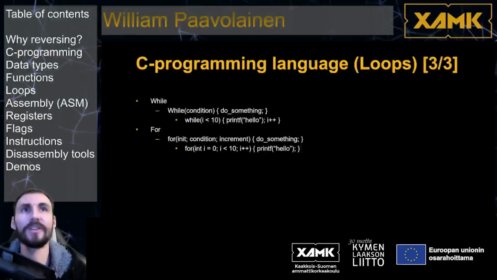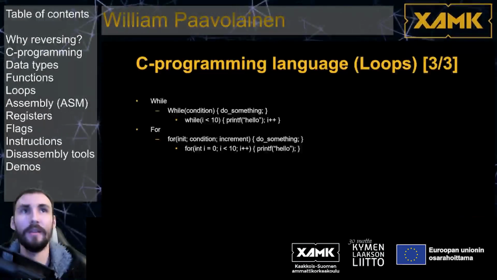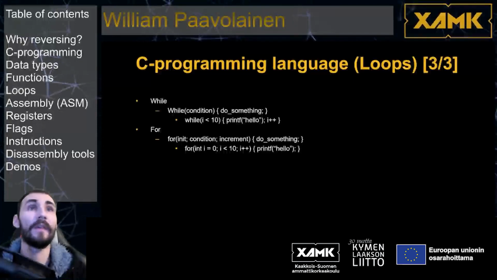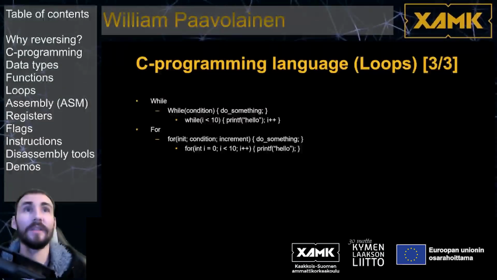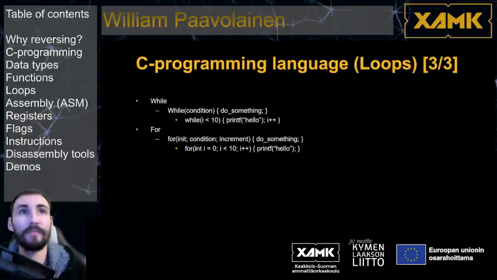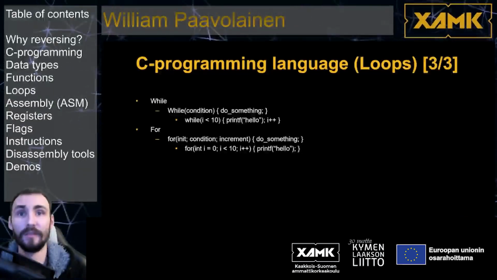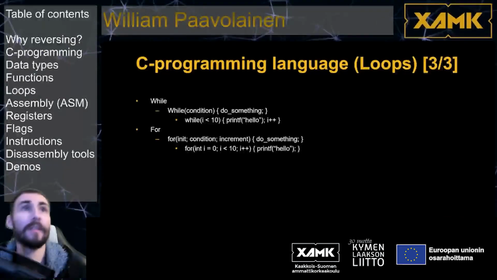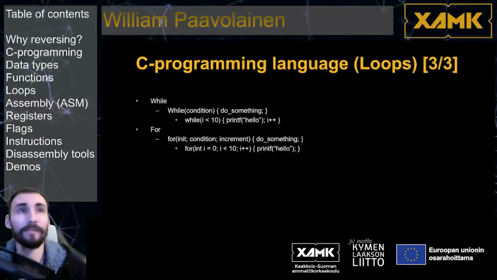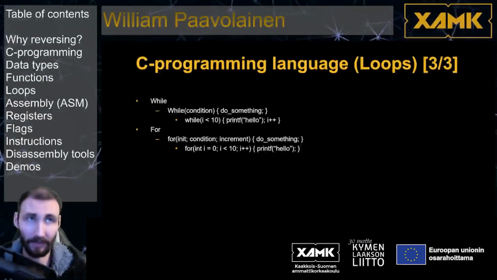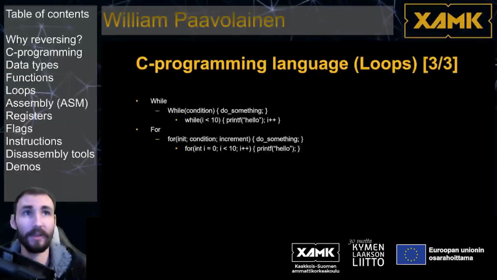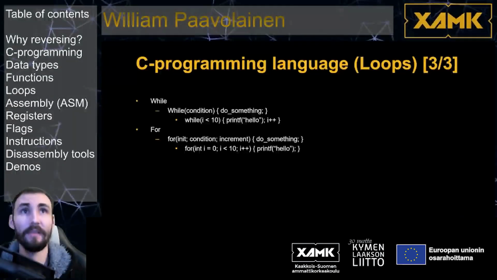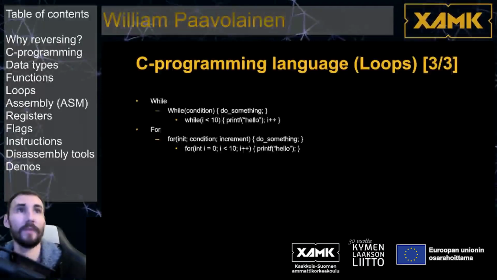We have initialization, then condition, and then increment. So for, then we have the integer I, which we initialize to 0. And while that integer I is less than 10, we print hello. And then at the end of the cycle, we simply increment the value of I. So we add 1 to it.